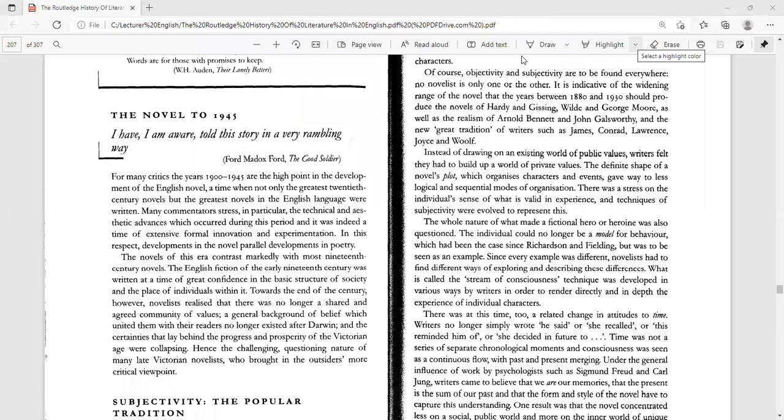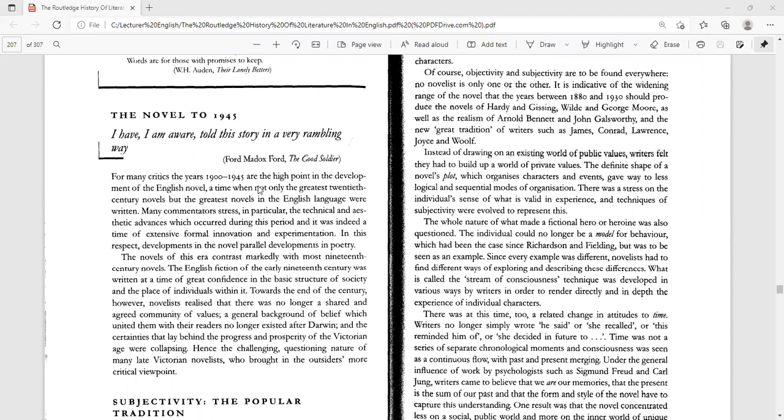replete with unfamiliar exotic settings, such as in Joseph Conrad's novels or Ford Madox Ford's novels. That novel has different dimensions which we will discuss today.